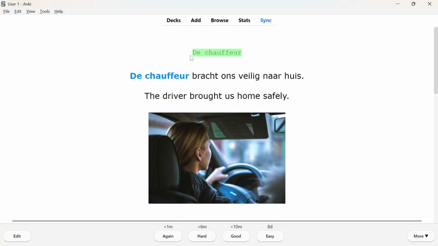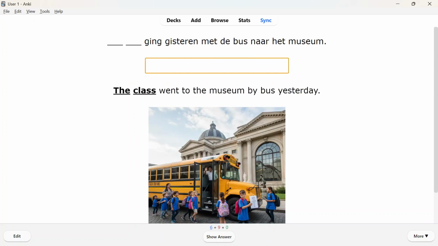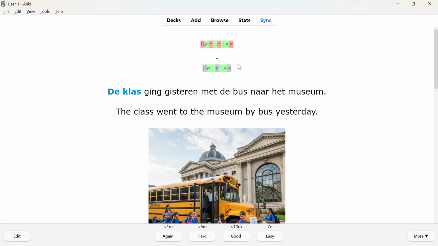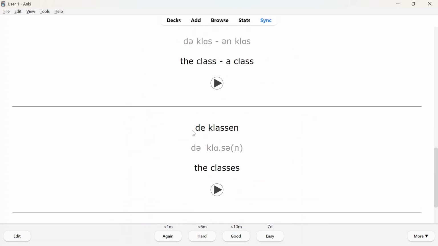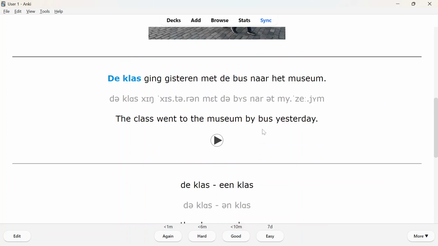And whenever you do that, Anki shows it in green. So it's an immediate feedback, like, okay, you got the answer correct, it's in green. However, what happens if you do not know the correct answer? Let's say you make a mistake. Let's say I do something like this. De klas ging gisteren met de bus naar het museum. De klas, een klas. De klassen.